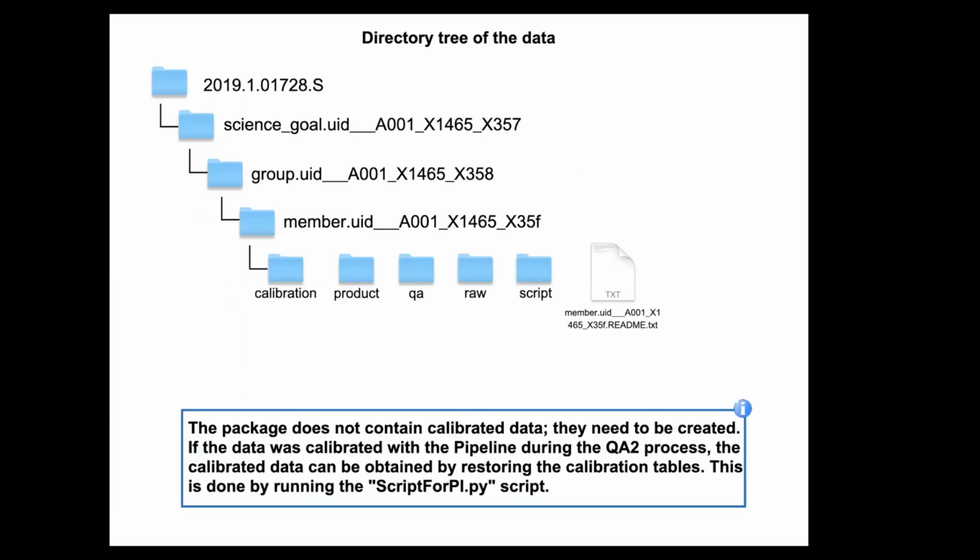So the package that one downloads from the archive does not contain calibrated data. Those data need to be created, and if the data was calibrated originally during the QA2 process with the pipeline, then the calibrated data can in principle be obtained by restoring the calibration tables that come together in the package. And this restoration of the calibration tables is done by running the script for PI.